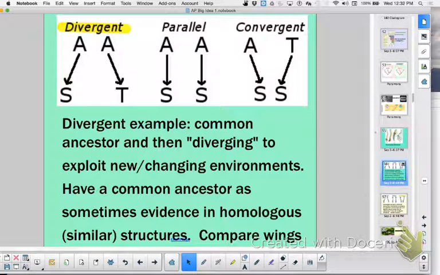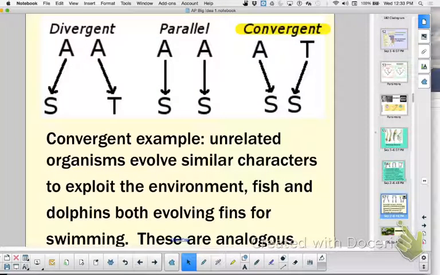As opposed to the next one. Talk about convergent evolution. Other bio buddy, go. Try to put it in your own words. Own it.